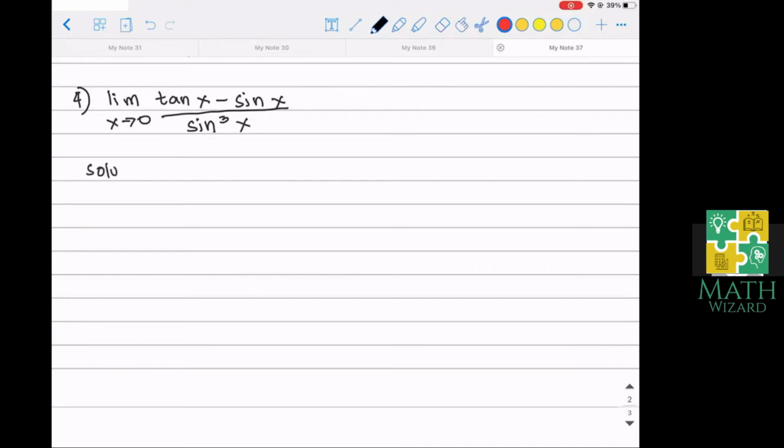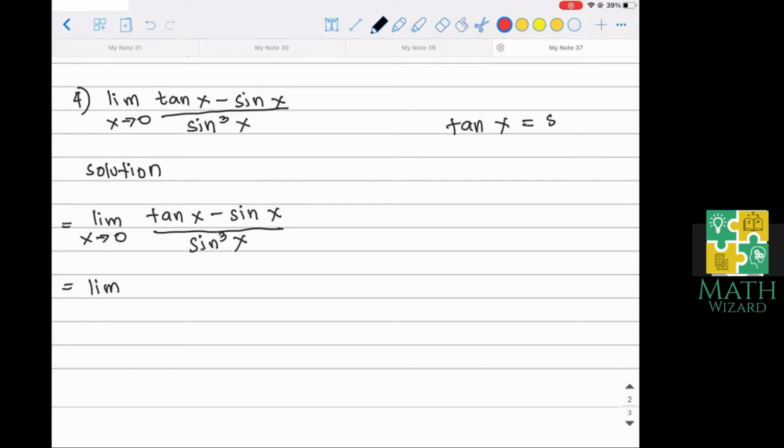So, solution, finding the limit of this one. The limit of tangent x minus sine x over sine cubed x as x approaches 0. We all know, if we look at our trigonometric identities, the value of tangent x is equal to sine x over cosine x. This is in our trigonometric identities.